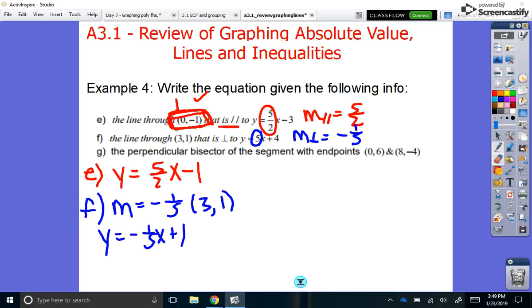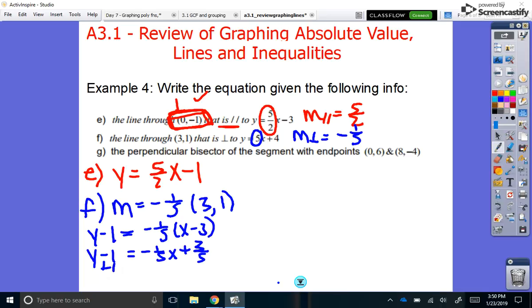The answer to that is no, because 3, 1 is not the y-intercept. If it were, that 3 would be a 0. Since it's not the y-intercept, I have to use point-slope form. So y minus y1 equals negative 1/5 times x minus 3. So y minus, oh, I don't know why I didn't plug this in. This should be y minus 1 equals negative 1/5 times x minus 3. So y minus 1 equals negative 1/5 x plus 3/5. Add 1, and I get y equals negative 1/5 x plus 8/5.